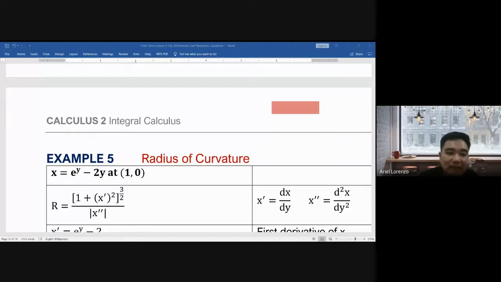Please try. Given e raised to y minus 2y, so you have this formula, class, 1 plus x prime, squared, raised to 3 halves, all over the absolute value of the second derivative. Try e raised to y minus 2y at points 1 and 0. 1 minute, class.